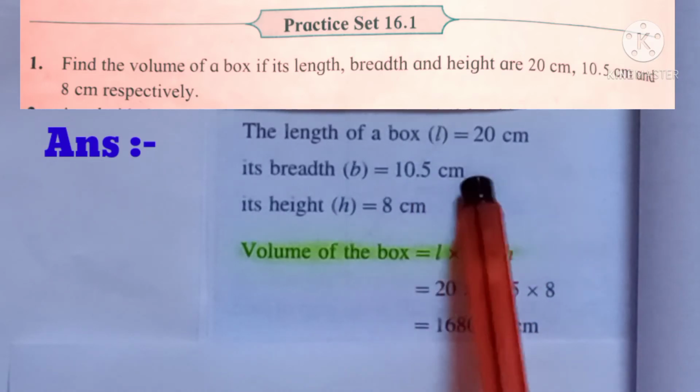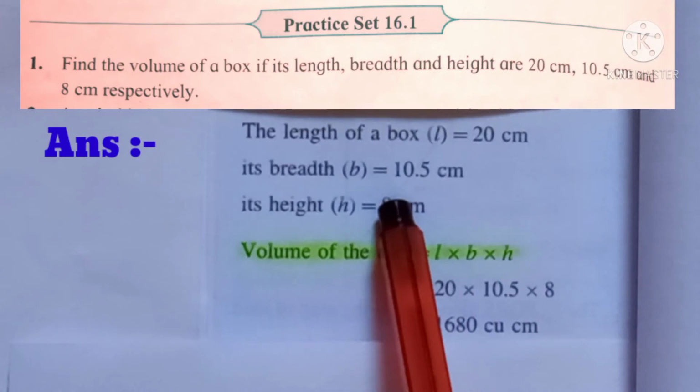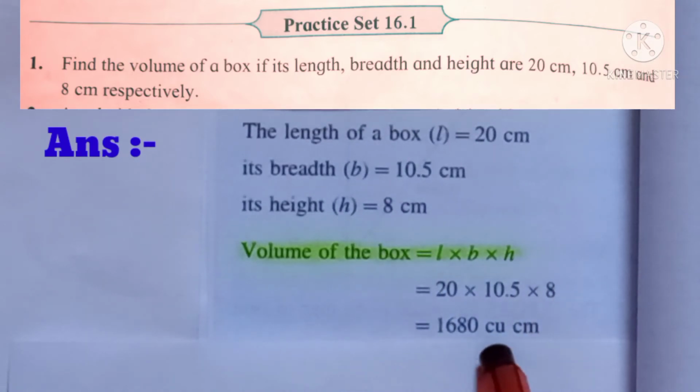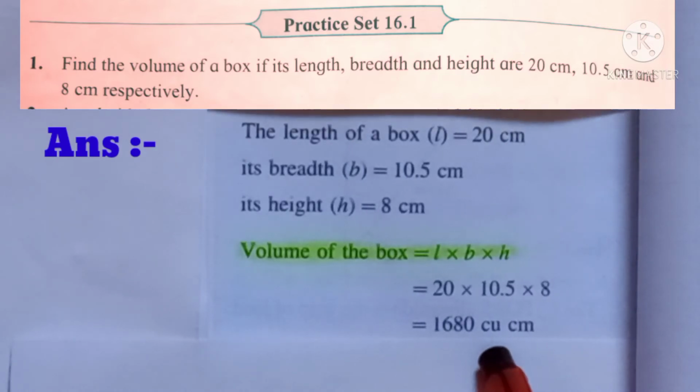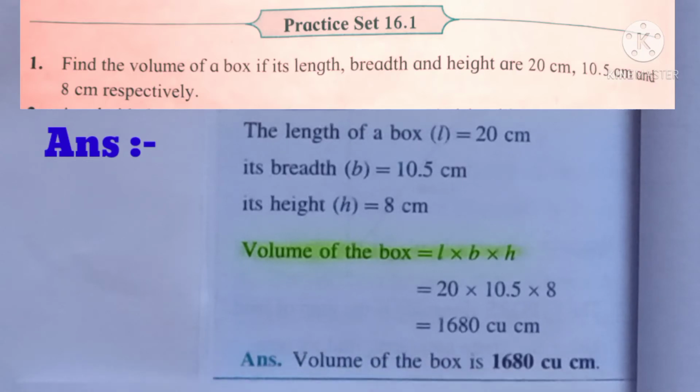If in the question the centimeter is given, then we have to write centimeter. If the value is given in meter, then we have to write meter. But before that we have to write cu, which means cubic only. Let's write the answer in words. Volume of the box is 1680 cubic centimeter. Let's take the screenshot and write the answer systematically in your classwork notebook.